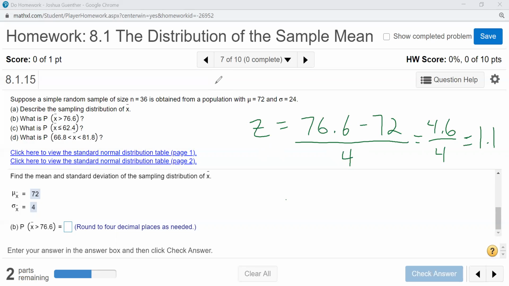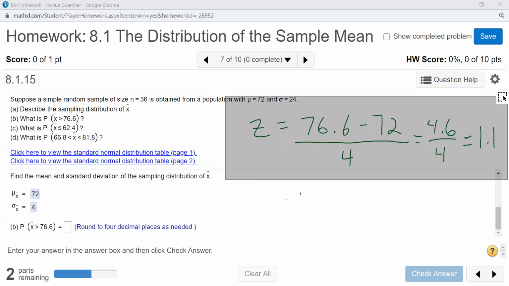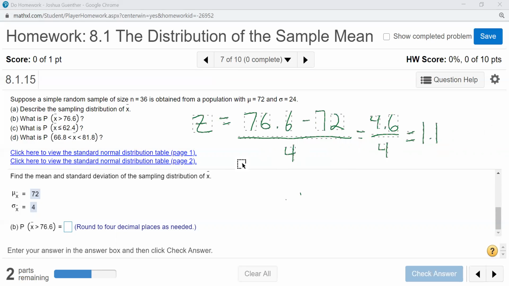Maybe I can do that one in my head as 1.15. Oh, come on, don't bring that up. Hold on. Touch screens are a blessing and a curse. There we go.